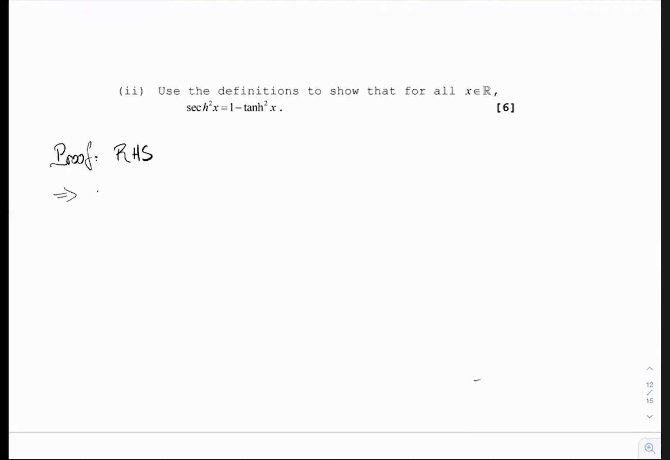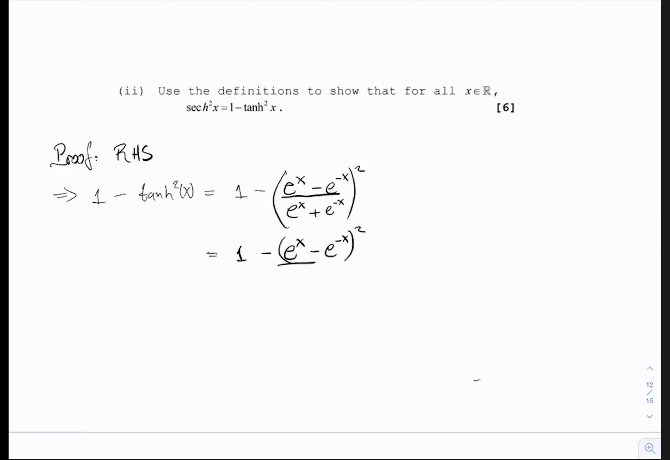So this means we have 1 minus tanh squared of x, which is equal to 1 take e to the x minus e to the minus x, divided by e to the x plus e to the minus x, all squared. And that's coming from the definition that we previously wrote down. This then gives us 1 take e to the x minus e to the minus x squared, divided by e to the x plus e to the minus x all squared.